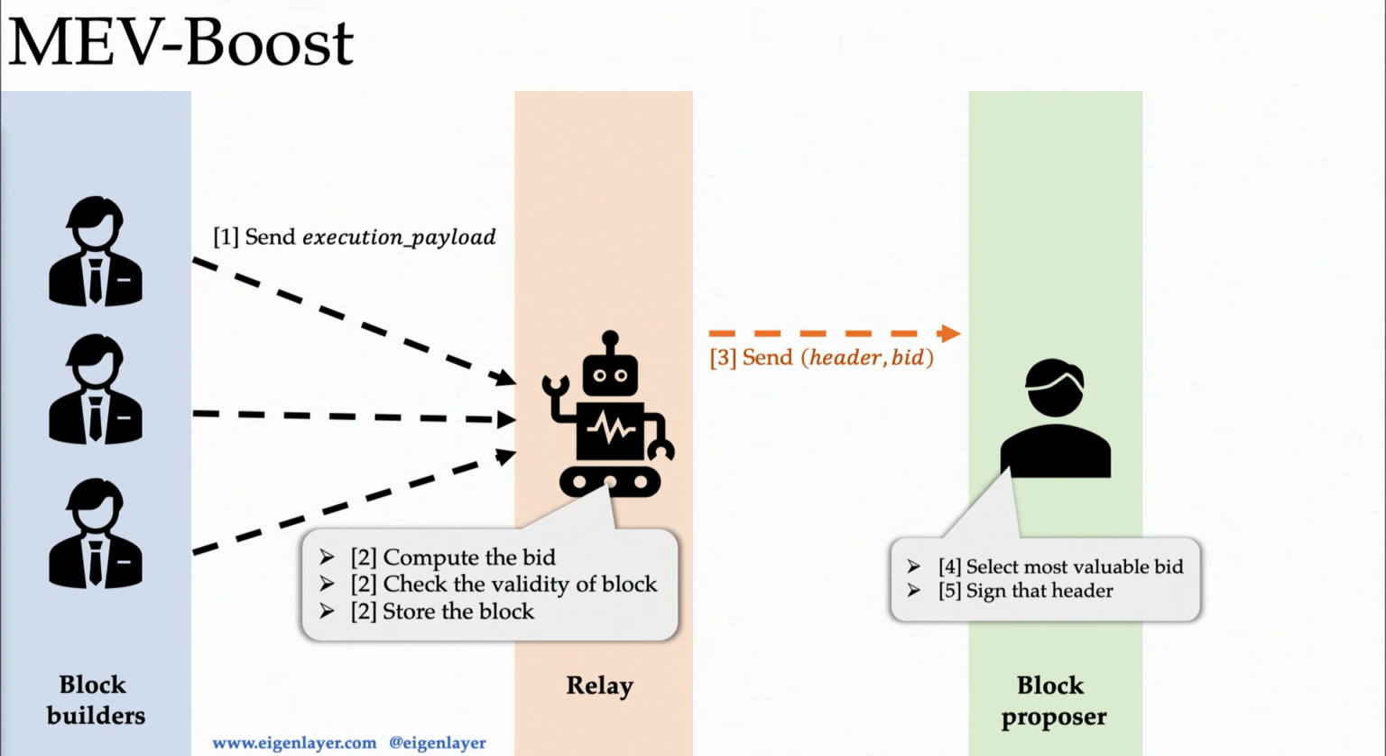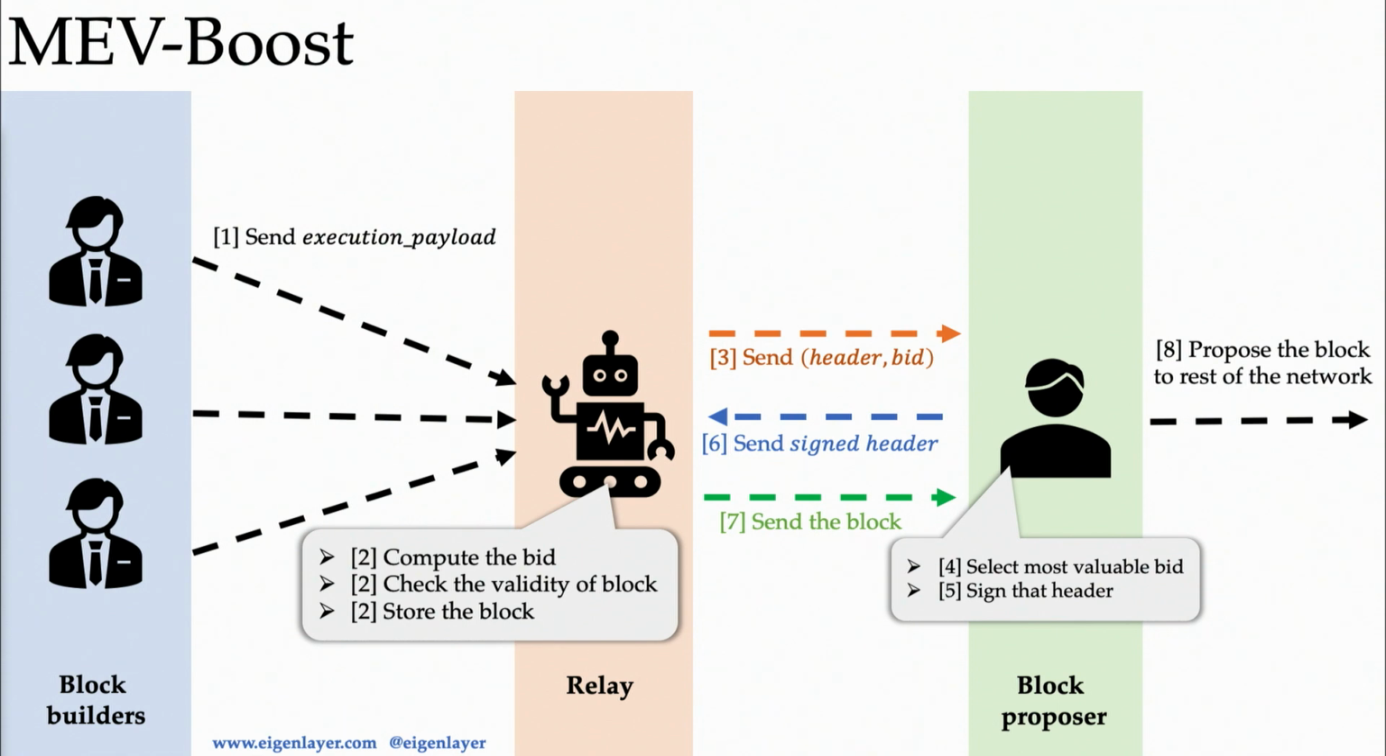The block proposer signs the header and returns it back to the relay. The relay says, okay, now the block proposer has committed to signing on this block. Because it has signed on the header, I'm going to send the block to the block proposer. Proposer says, okay, now I got the block. I can send it to the network.